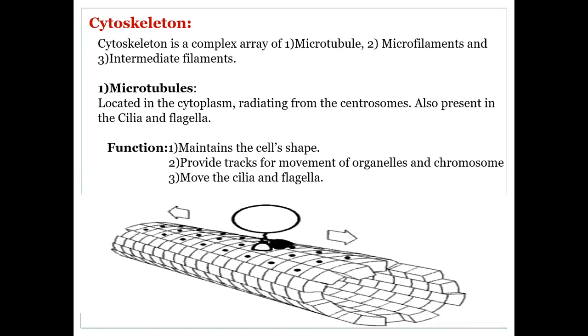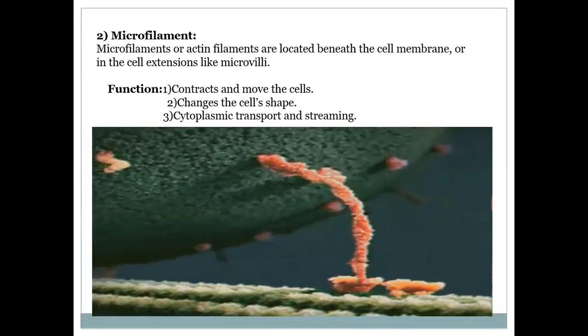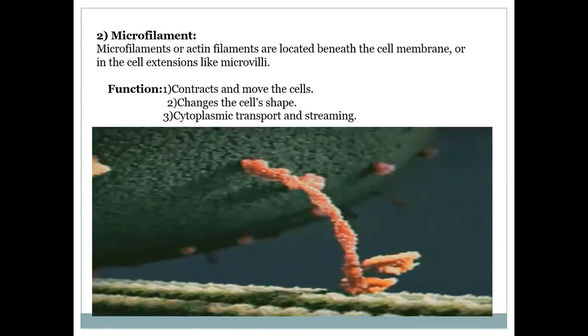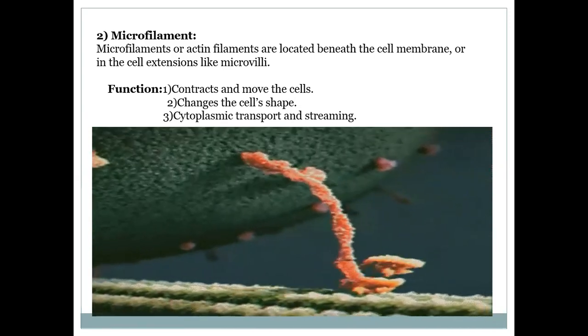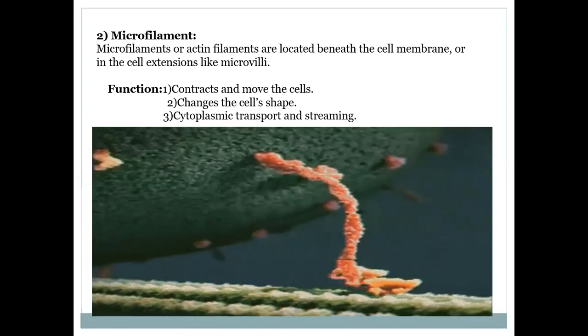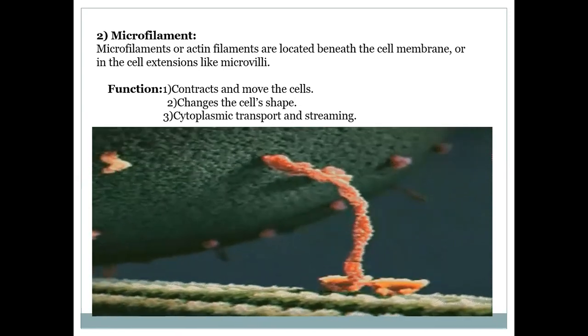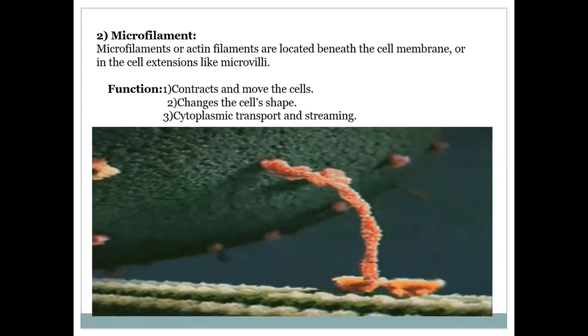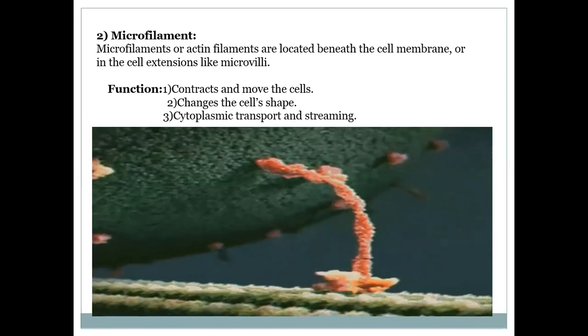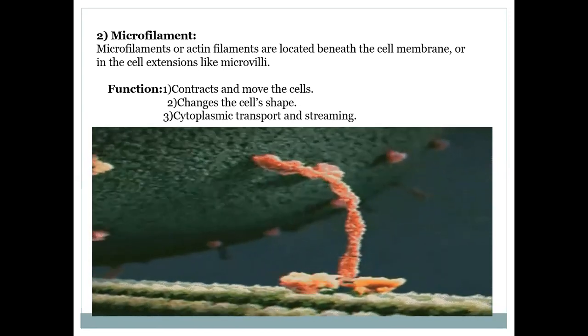or remain adherent, microtubules maintain cell shape and other functional movement like cilia and flagella, and provide tracks for movement of organelles and chromosomes. Here we are showing movement of a cell with the help of microfilaments. Microfilaments, meaning actin filaments, are located beneath the cell membrane. Function: contract and move the cell, change cell shape, and cytoplasmic transport.